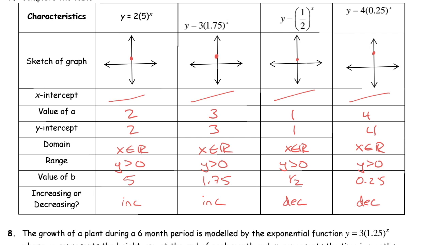So when I sketch these, my graph is going to look something like that. And then these two are going to decay, something like that. And then this one may be a little bit sharper here, like that. And that gives you a bit of a sense as to how these things are going to look.